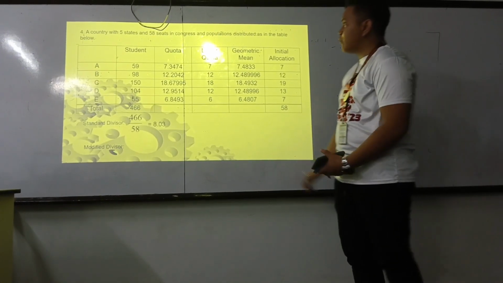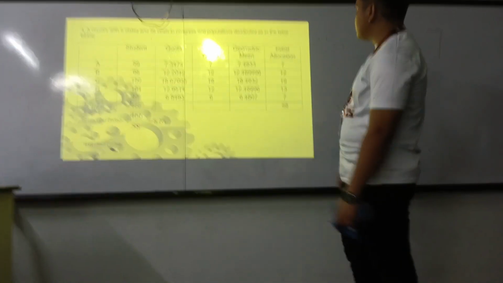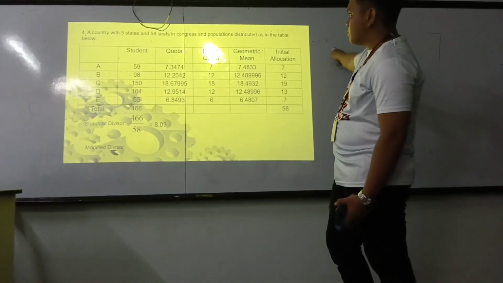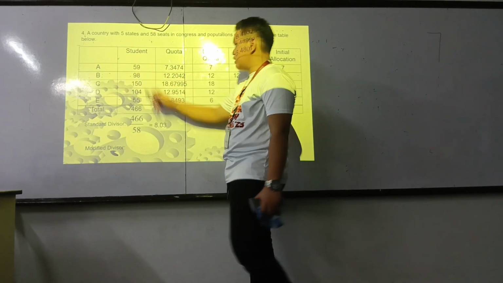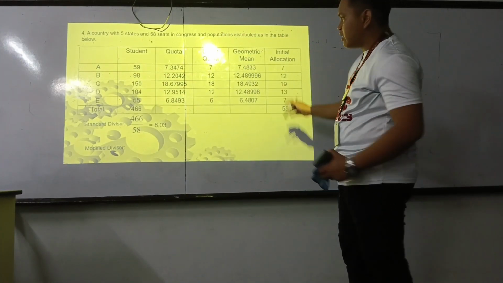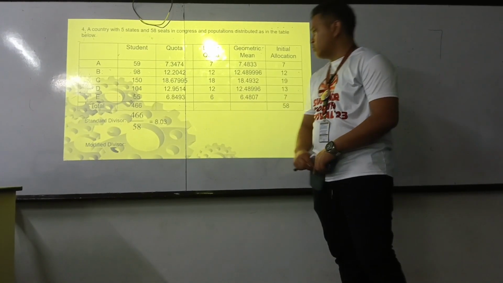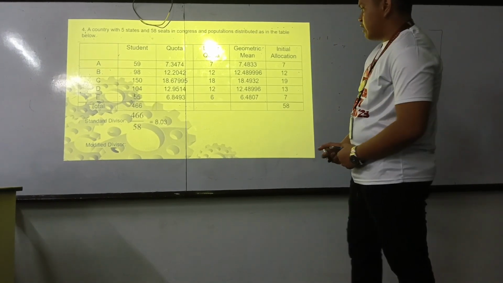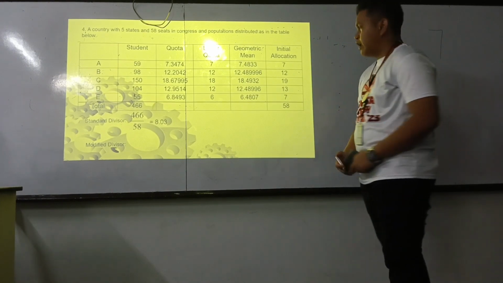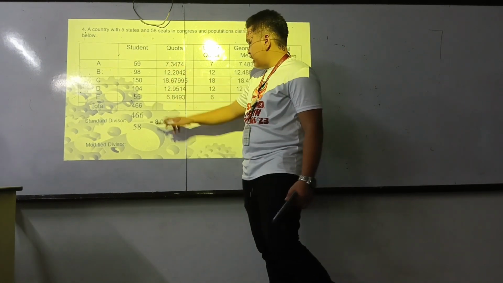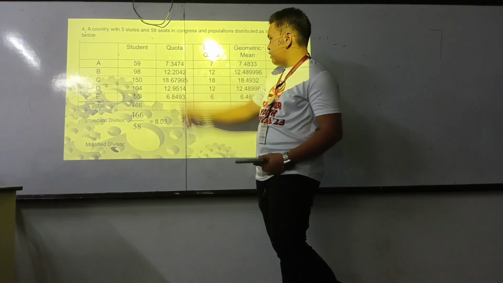Number 4, a country with 5 states and 58 seats is distributed as in the table below. So this is our A, 59, B, 89, 98, C, 150, D, 104, and E is 55. And the total is 466. And 466 divided by 50 is equal to 8.03. And divide all of this by 8.03 to find our quota.